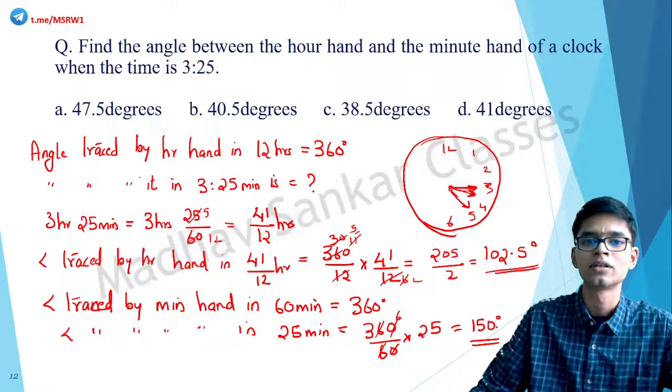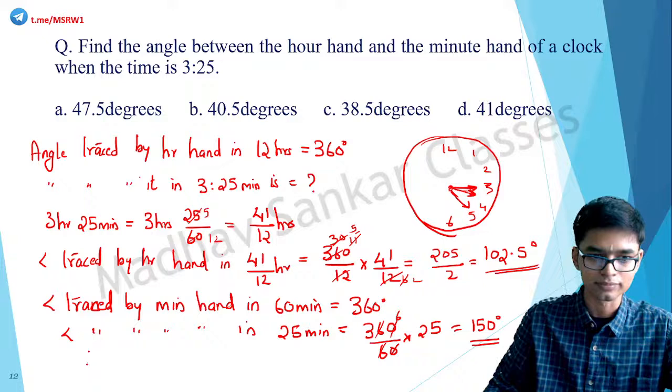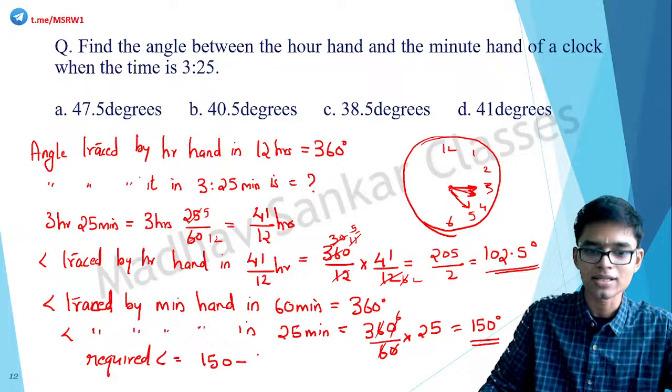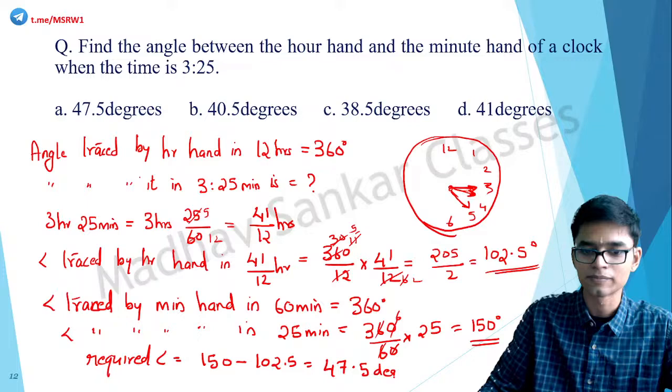Okay, so the hour hand moved through 102.5 degrees. The minute hand moved through 150 degrees. So what is the angle between the two? Subtract to get the required angle. It is equal to 150 minus 102.5, which is 47.5 degrees. Did you understand? Option A.